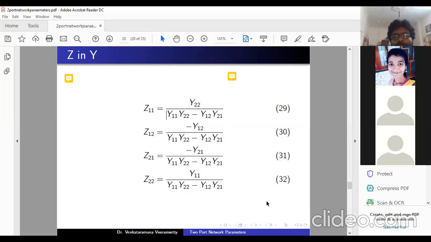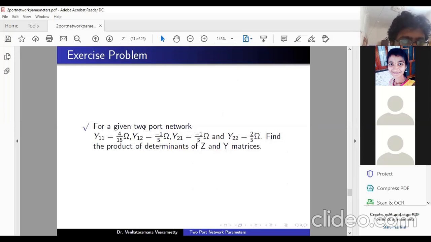Now I'm giving one problem, next slide. Our session may be closed within 10 minutes, so try to solve this problem. See, there is a two-port network. The two-port network has Y parameter y11 4 by 15. Is there any mistake in the problem? Anyone find a mistake, or any typographical mistakes?